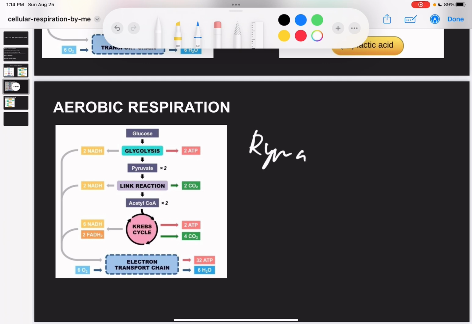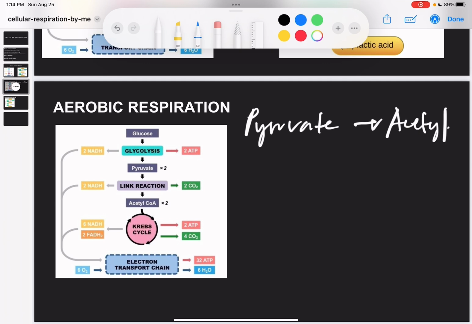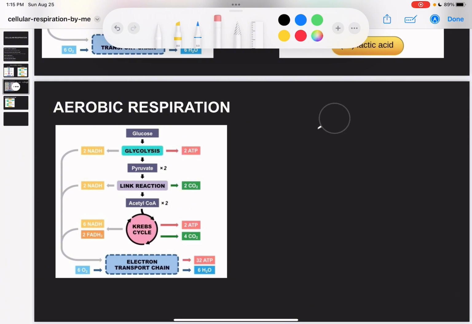Pyruvate, let me rewrite that. Pyruvate is turned into acetyl CoA. So wait, let's rewrite that properly. Pyruvate is turned into acetyl CoA upon entry into the mitochondrial complex. We all know what a mitochondria is.